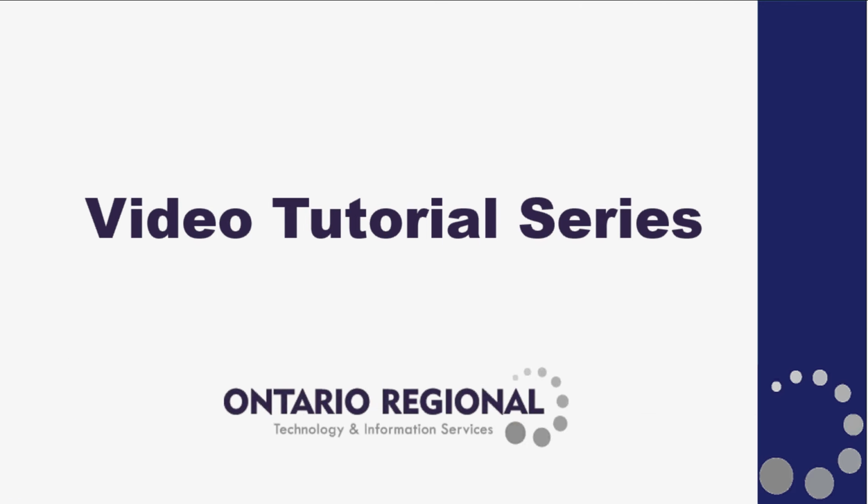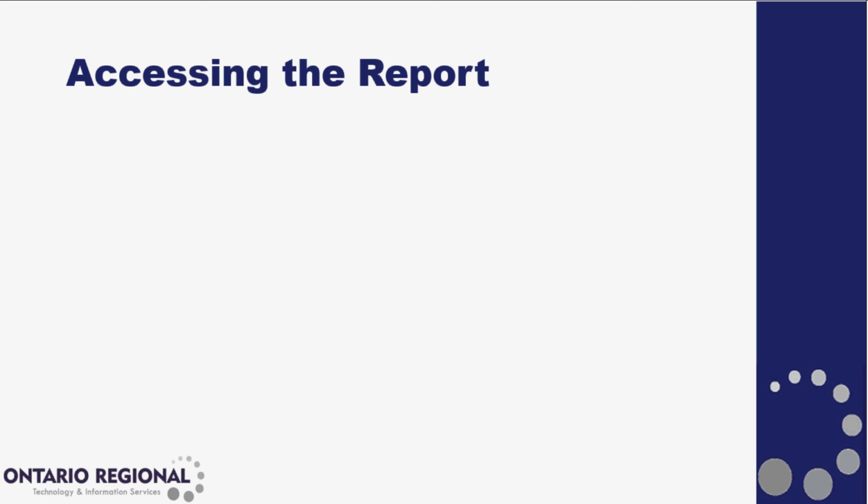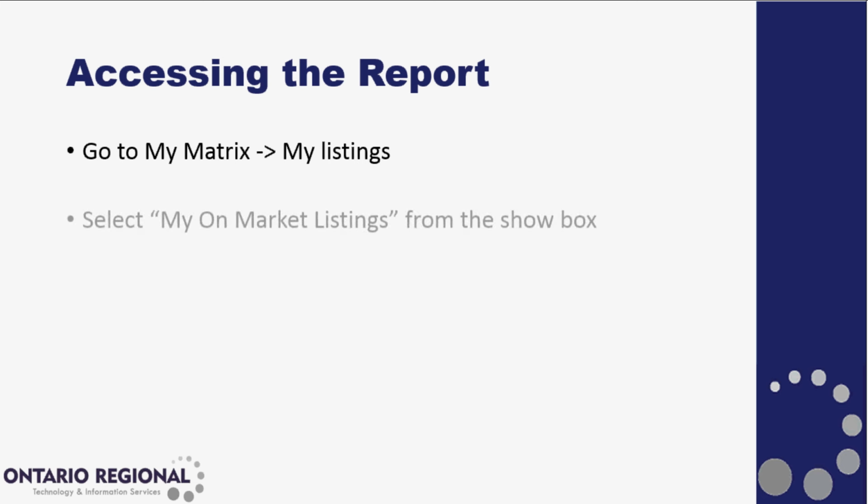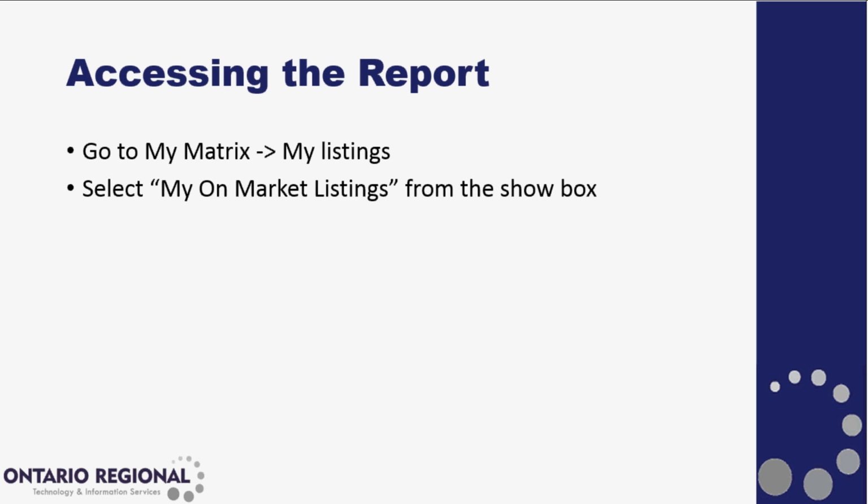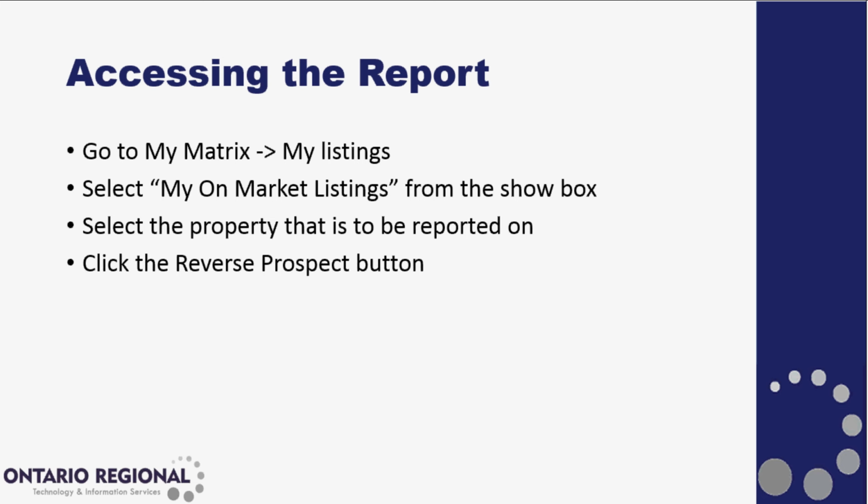That concludes this video in the Matrix video tutorial series, and now for a quick lesson recap. First, we learned how to access the reverse prospecting report for our listings. We start by going to the My Matrix My Listings menu option. We then select My On-Market Listings or My On-Market Residential Listings from the Show drop-down box. We select the property that we wish to get a reverse prospecting report for, and then we click the Reverse Prospecting button.